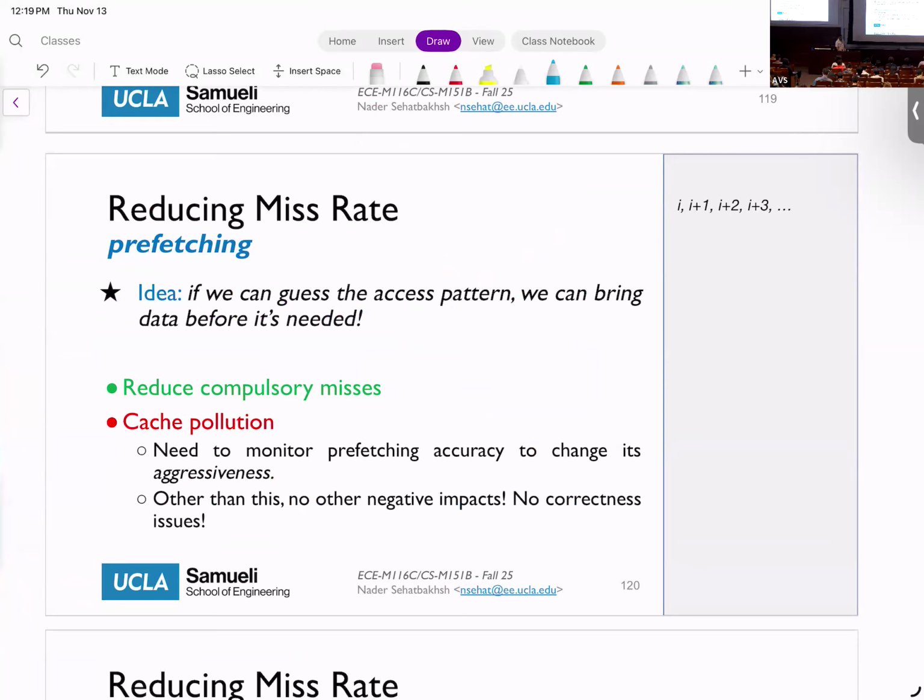Wait, so what is this next line saying? Go back to that address, and lines from there? Yeah, whenever we have an access, not even a hit, when we have an access, you predict and bring the next n lines. What's the next n line?